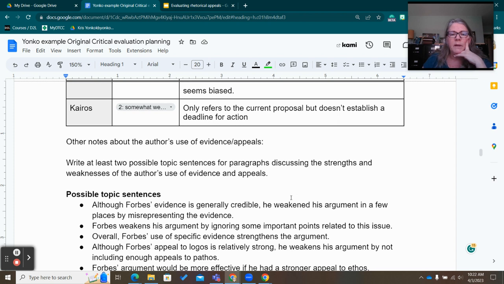I hope that helps you to complete the second part of the evidence and appeals evaluation notes. So you're just doing these notes and submitting that. I'll see if you're catching what you need to catch and redirect you if you need to be redirected. Let me know if you have any questions. Remember, this is new information, so you might be struggling with it a little bit. I'm available if you have questions.